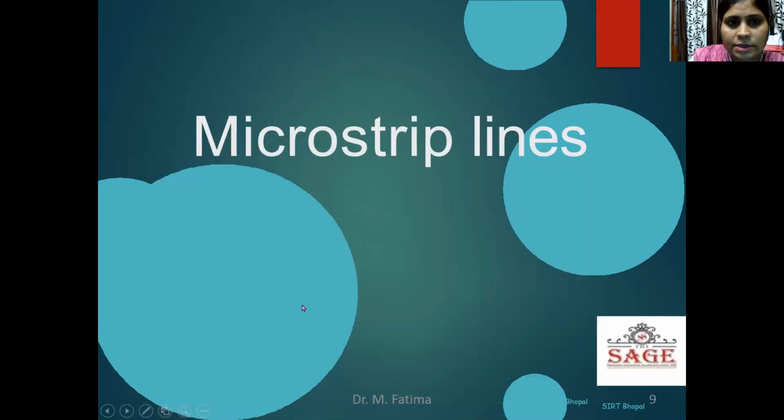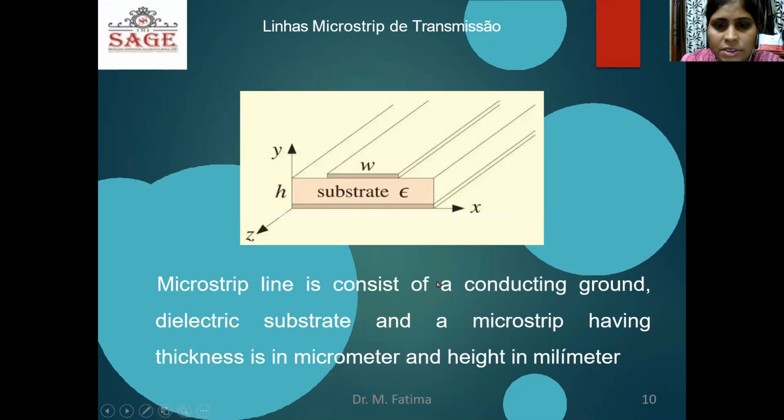Now the microstrip lines. So microstrip line consists of conducting ground. This is the conducting ground plane, dielectric substrate, and a microstrip, a small conductor, and the upper conductor or the upper ground plane is removed from the strip line. If the upper conductor is removed, then this line is acting as microstrip line. So microstrip line consists of ground plane, dielectric substrate, and microstrip, having thickness of micrometer and height of millimeter.